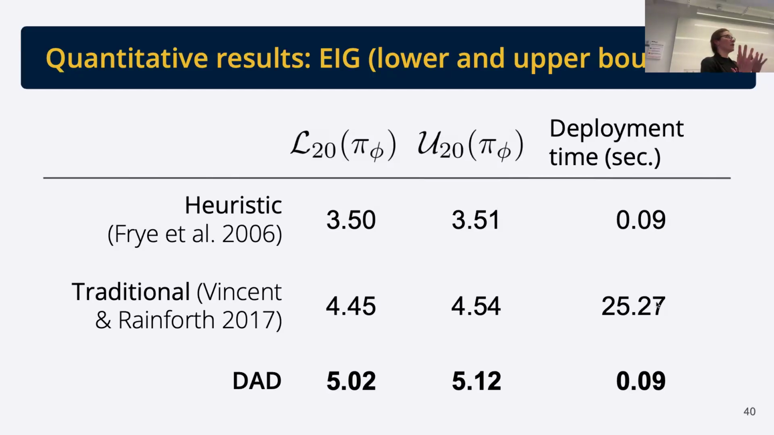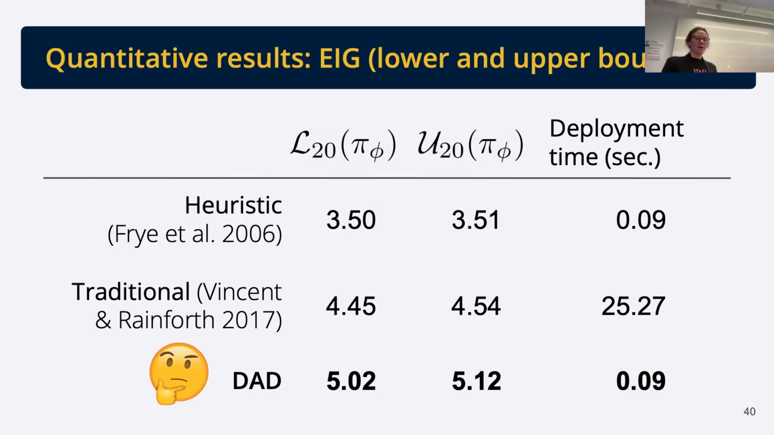So although this is very much tailored to this experiment, it is considerably more expensive than the heuristic one, and also compared to our approach. And the weirdest thing was that the deep adaptive design approach actually performed better than the traditional approach. And this is really weird if you think about it, because we said that we're approximating or emulating the traditional approach.